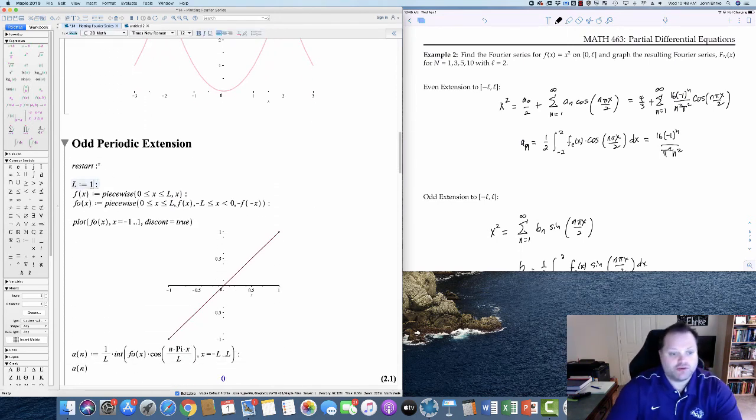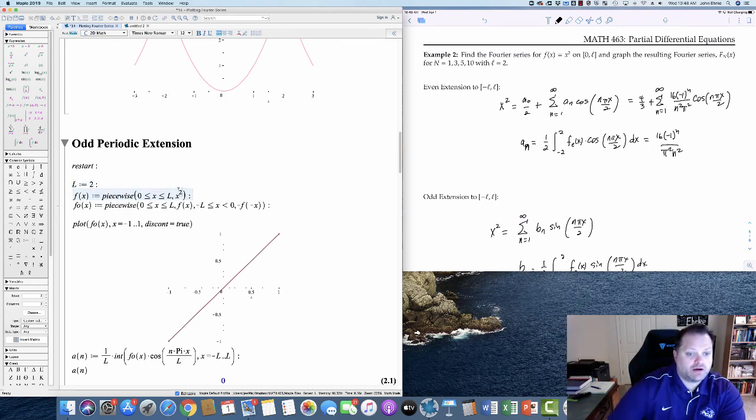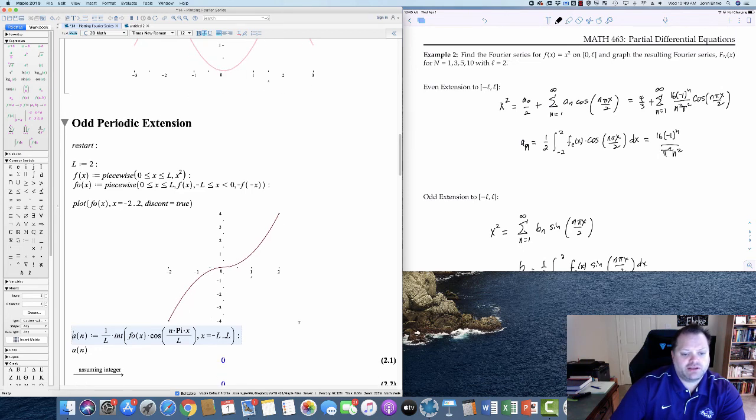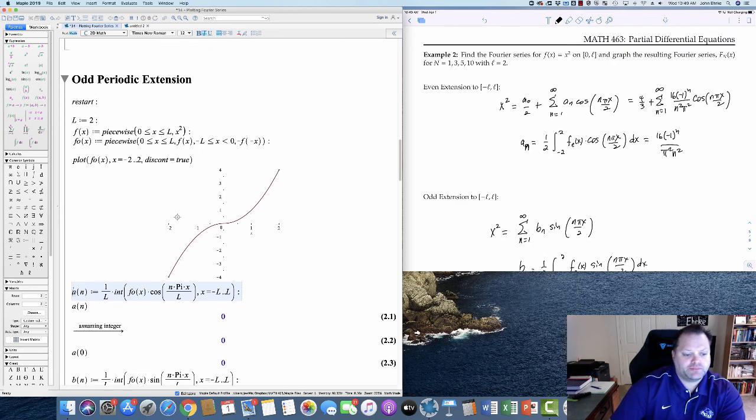All right, how about the odd periodic extension? Okay, we're going to change it over to a length 2 interval, function x squared, and I don't need to change the rest. So this almost looks correct. Interval from -2 to 2. All right, so there is our odd extension for the function x squared. Notice if I periodically extend this, we're still going to have the jump discontinuity issue because the limit from the right here doesn't match the limit from the left here.